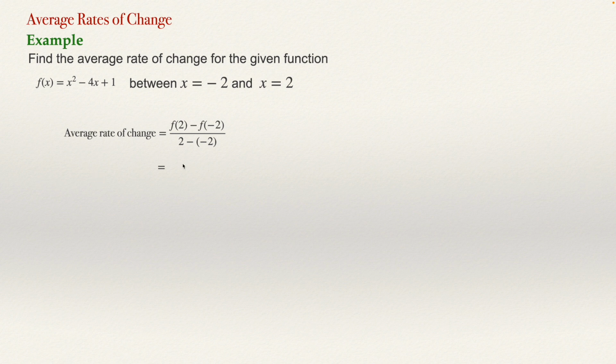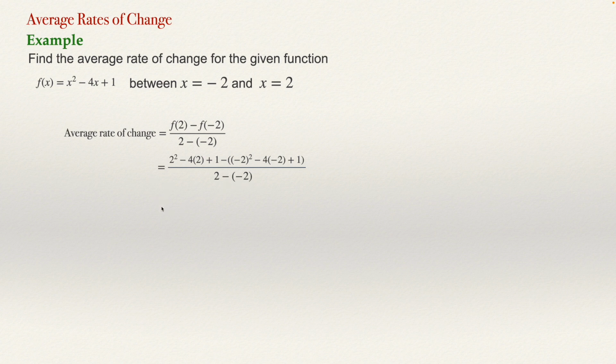So at the top we have 2 squared minus 4 times 2 plus 1. This is f of 2. Then minus the same thing, but instead of x we type -2: (-2) squared minus 4 times -2 plus 1. And this will be divided by 2 minus -2, that is 2 plus 2.